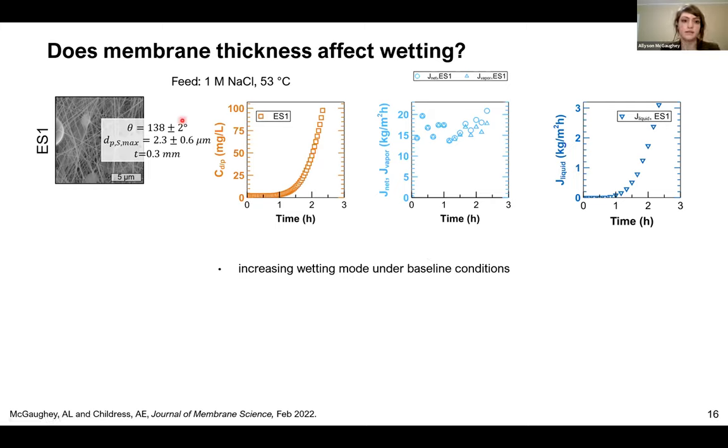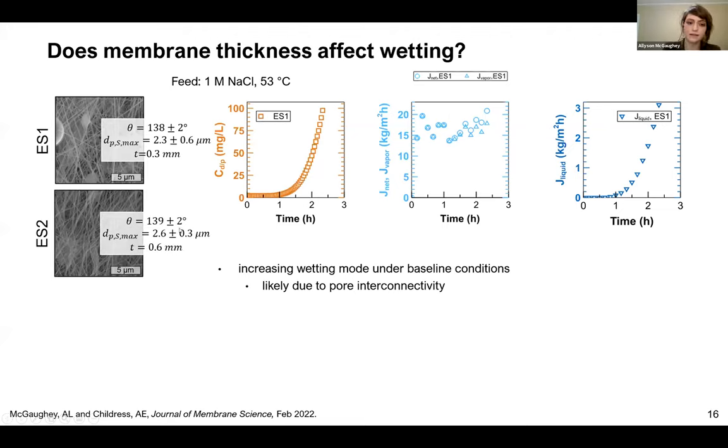And because these membranes had a relatively similar contact angle and pore size compared to the PTFE membranes I showed earlier, we are attributing this, or hypothesizing that this is due to a different membrane property, and it's likely due to high pore interconnectivity, or in other words, permeability of the membrane parallel to the membrane surface. So one or more large pores may have wetted, and then liquid was able to permeate to adjacent pores due to high pore interconnectivity, resulting in wetting of more and more pores over time, resulting in greater and greater liquid flux, even at baseline conditions.